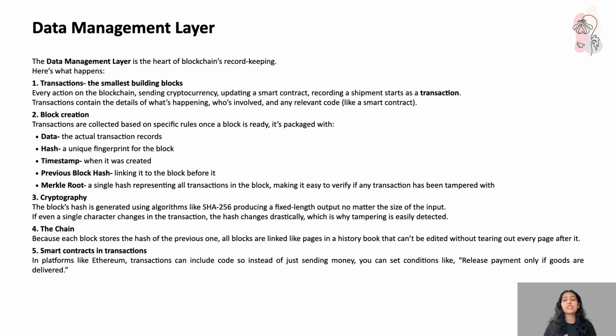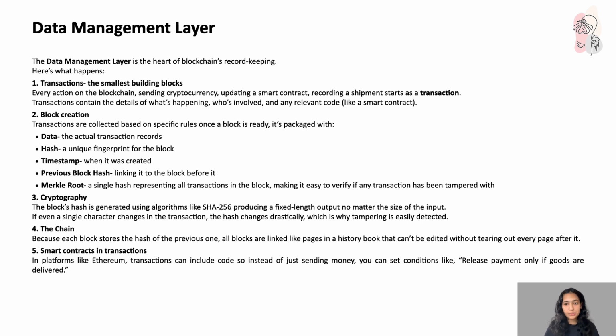Transactions are collected based on specific rules. Once a block is ready, it is packaged with what? Okay, I have a block, now I have to add data into it. What is data? The actual transaction record. Then I have to add the hash. Hash is what? A unique fingerprint. Timestamp: when was this created? Previous block hash. Why? Because this will be connected to this. Consider a small linked list. This has the next pointer pointing to this block, right? So I need to know the previous block hash so that I can link this block, right?